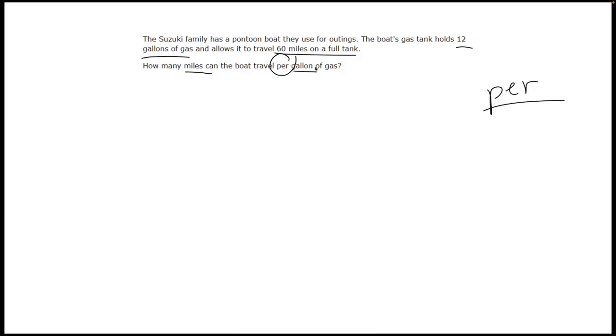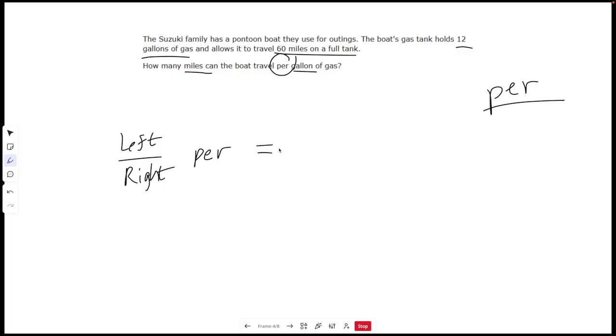The way you set this up is your word per is like the middle line. Whatever's on the left goes on the top, and whatever is on the right goes on the bottom. So you look at your sentence, and it says how many miles. That's on the left-hand side of our word. Miles, they told us in the problem, was 60. And on the bottom, what was on the right-hand side of the word per was gallon.